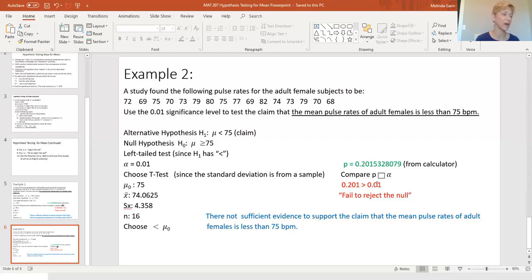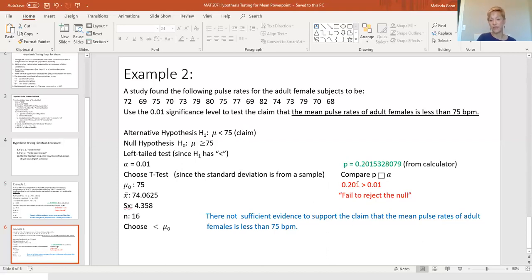So then I went to my flow chart. Now look what your flow chart says. Does the original claim contain equality? So does it? No. So this time I went left on the flow chart to no. Did you reject the null? No. I failed to reject it. So I literally wrote down the words, there is not sufficient evidence to support the claim that, and then I wrote down what I underlined: the mean pulse rate of adult females is less than 75 beats per minute.